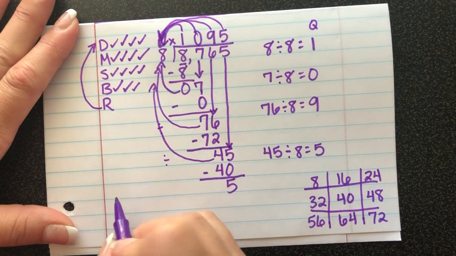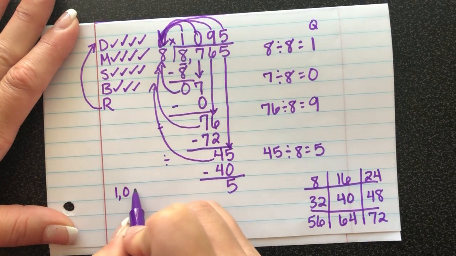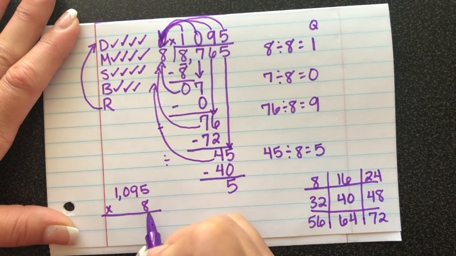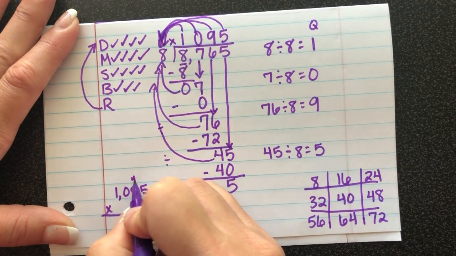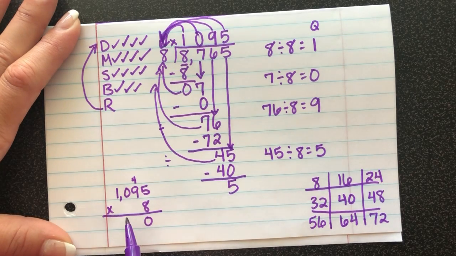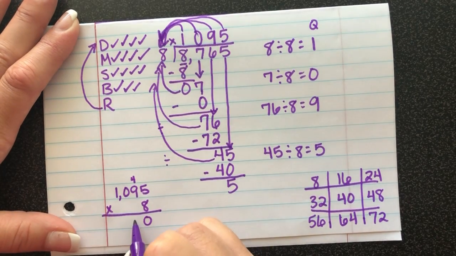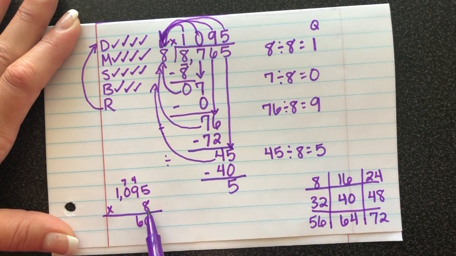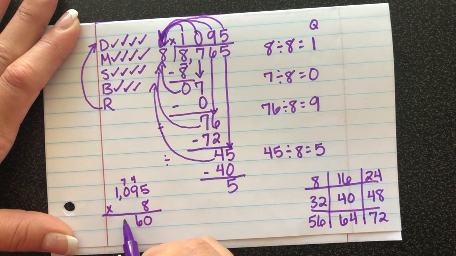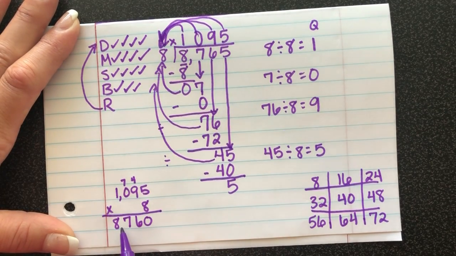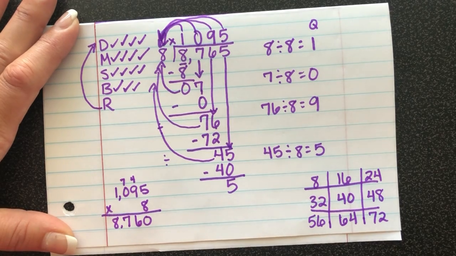I need to multiply 1,095 times 8. 8 times 5 is 40. 0 goes down, 4 goes up and over. 9 times 8 would be 72, plus 4 would be 76. Carry my 7. Okay, 8 times 0 is 0. 0 plus 7 is 7. And then 8 times 1 is 8. Okay, so I have 8,760.